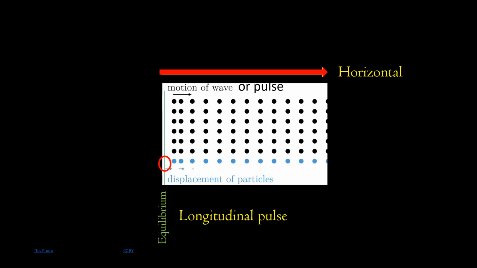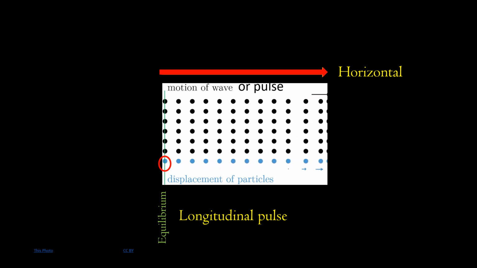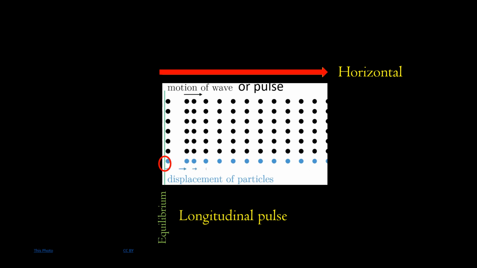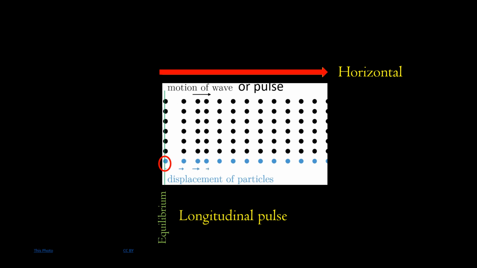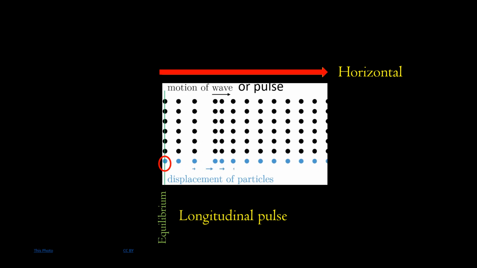It's pushed to the left, then comes back to equilibrium, right? So this means the particle leaves equilibrium to a maximum distance to the right, then back to equilibrium. What does this mean? This means that the particle's change in position, or what we call displacement, is also horizontal.